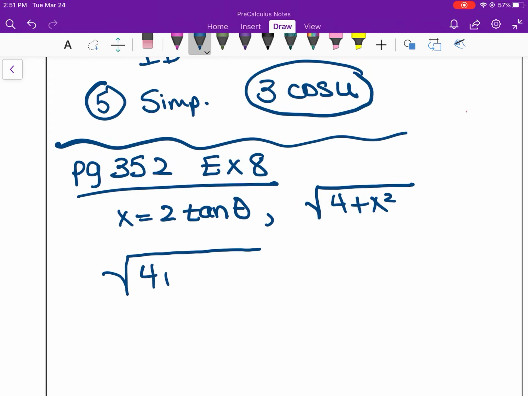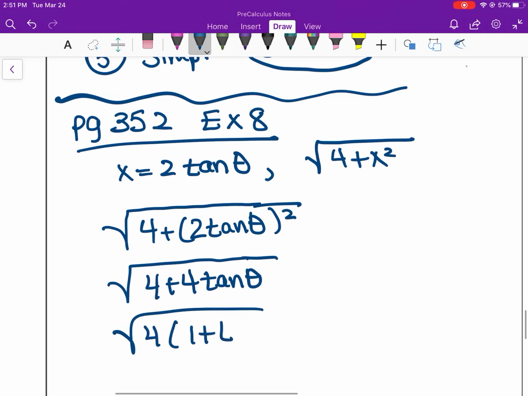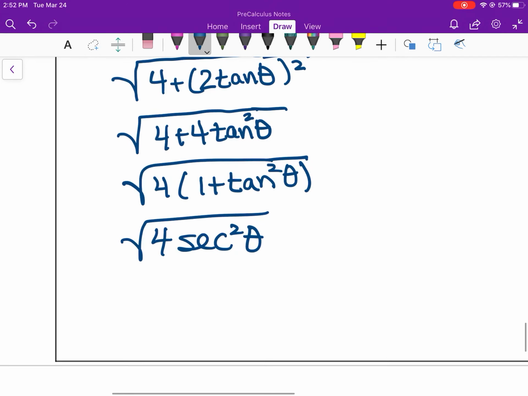So substitute first. Simplify. Factor. Take out 1 plus tangent squared, and using my identities, I'm going to plug in secant squared. And then take the square root. And there it is.